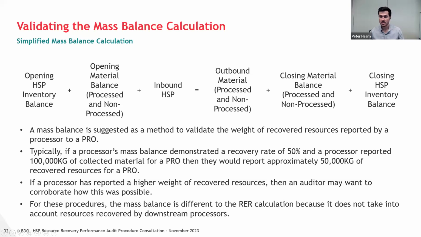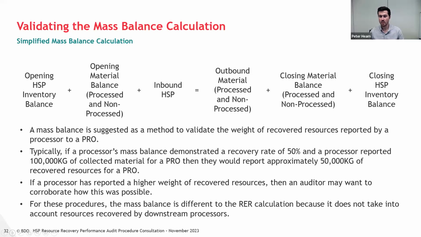Typically, if a processor's mass balance demonstrated they had a recovery rate of 50%, then the processor would report, for example, 100,000 kilos of collected or inbound material. They would then report 50,000 kilos of recovered resources for that PRO. If a processor reported a higher weight, for example, they received 100,000 and then stated that they recovered 70,000, then an auditor may want to understand how that was possible.